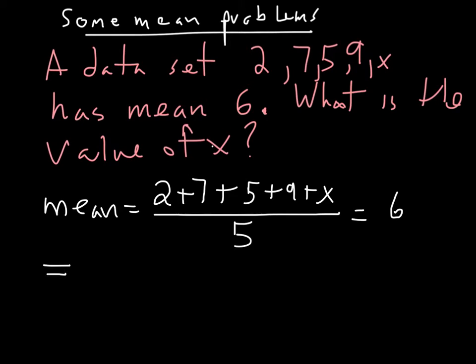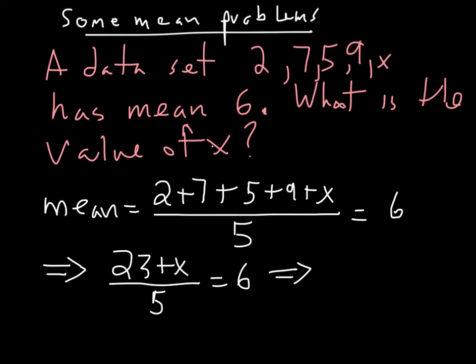So we can simplify the top. So we add these things together. 2 plus 7 is 9, plus 5 is 14, plus 9 is 23. So we get 23 plus x over 5 equals 6. And we can multiply both sides by 5. So we get 23 plus x equals 6 times 5, which is 30.